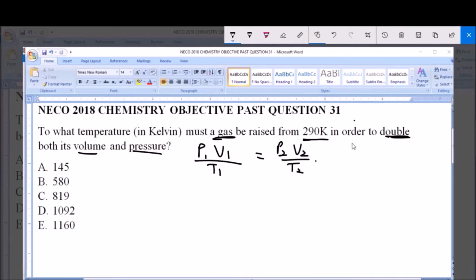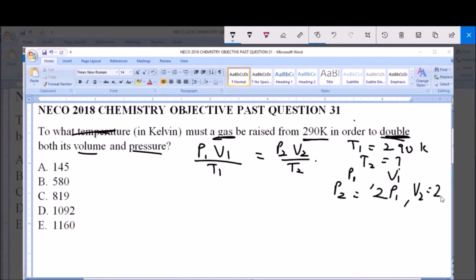Now let's look at our variables. Our T1 is 290 Kelvin. Our T2 is what we are looking for because we are asked to what temperature. And then our P1, let's hypothetically just leave it as P1. Our V1, let's also leave it as V1. Now our final pressure and volume is supposed to be double. So P2 is equal to 2P1, that is 2 times P1, and V2 is equal to 2V1, that is 2 times V1.